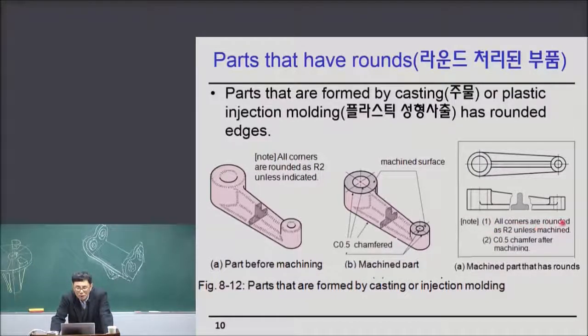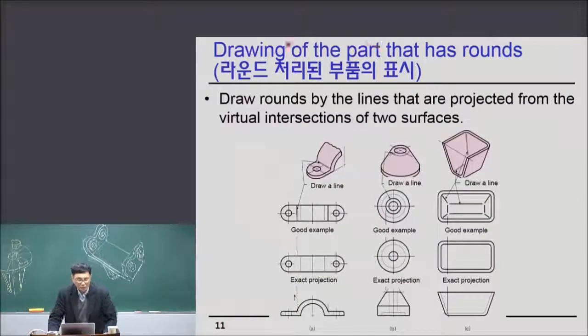What's more important is note one: all corners are rounded as R2 unless machined. It means that the original part's round should be R2, meaning the radius should be 2 millimeters. And also, after machining, if it is machined, then the edge becomes very sharp, so it should be chamfered around C0.5. So this is a complete part drawing. If you draw a part that has rounds, you may use this technique: draw rounds by the lines that are projected from the virtual intersections of two surfaces.